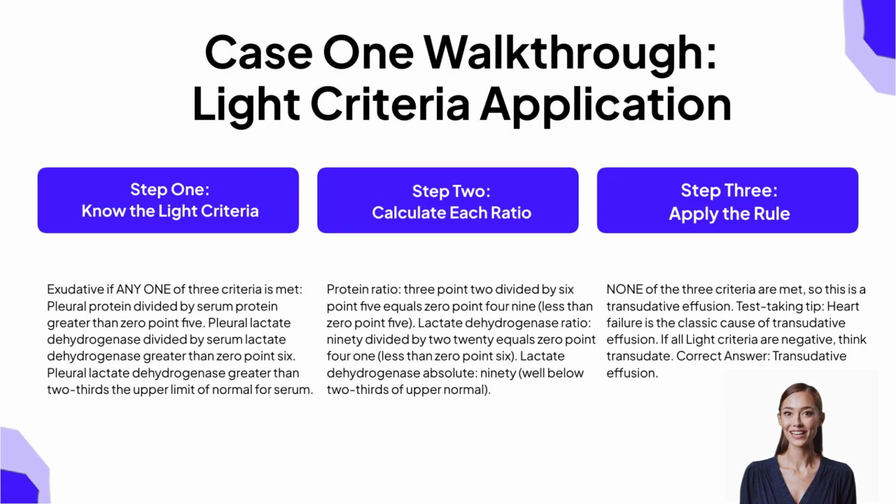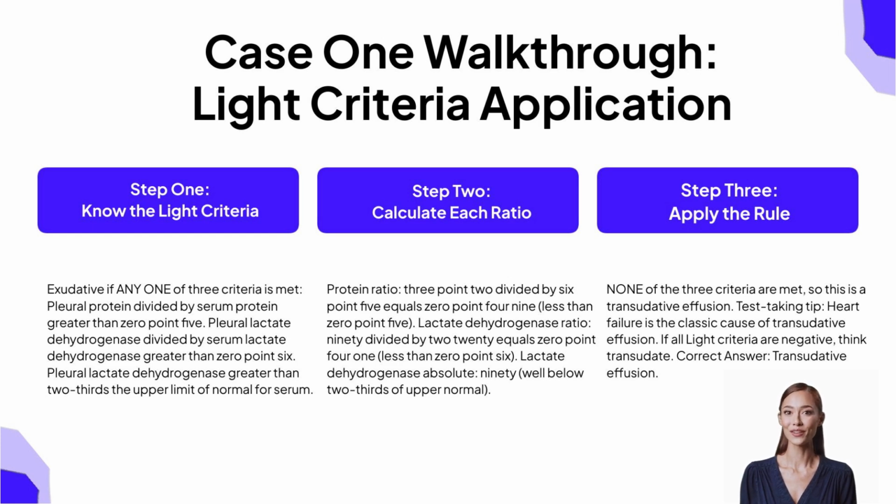Let's walk through this case step by step. Step 1. Know the Light criteria cold. An effusion is exudative if any one of 3 criteria is met. Protein ratio greater than 0.5, LDH ratio greater than 0.6, or pleural LDH greater than 2/3 the upper limit of normal.